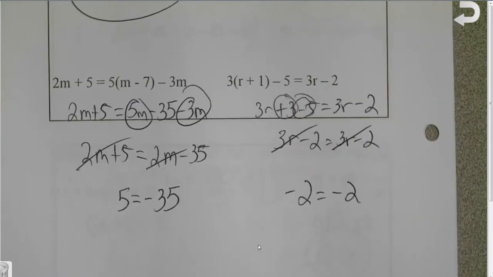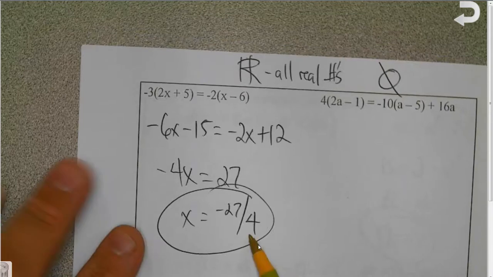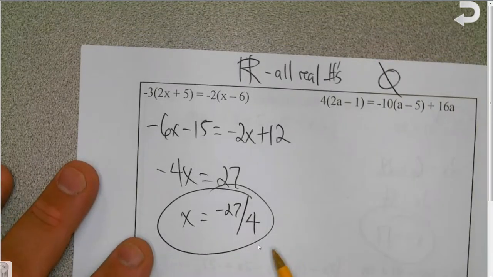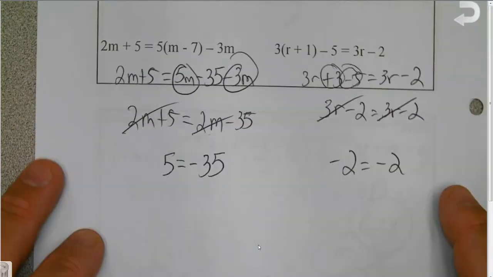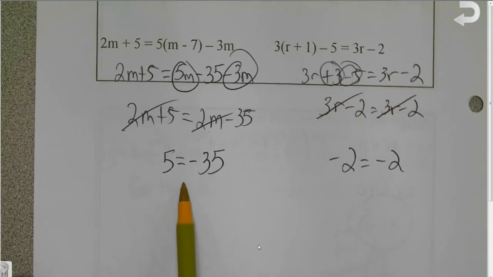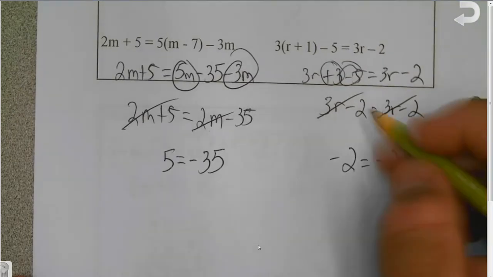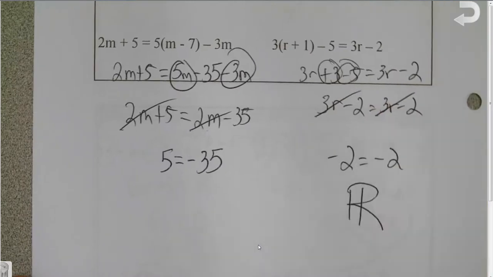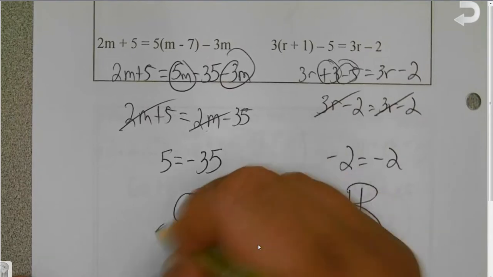Now, when you get in this situation, this is an odd solution because it doesn't match our solution up here where we got an x is equal to a certain number. In these two solutions, the x's canceled out. When the x's or the variables cancel out, you have to look at your solution. If it's true, that is what we call all real numbers. If it's false, that's what we call no solution.